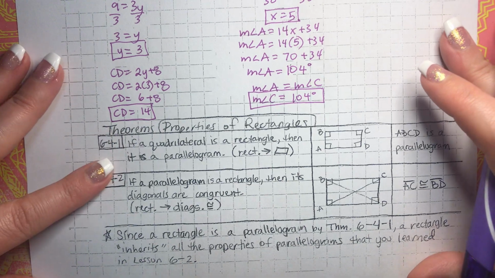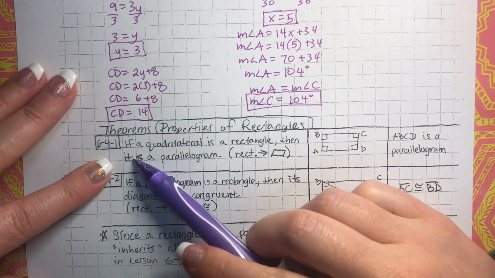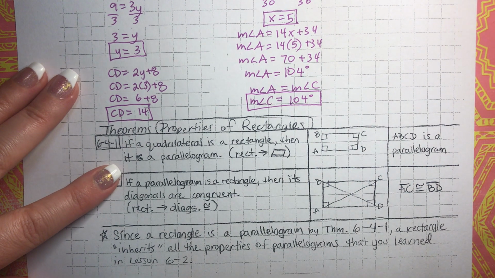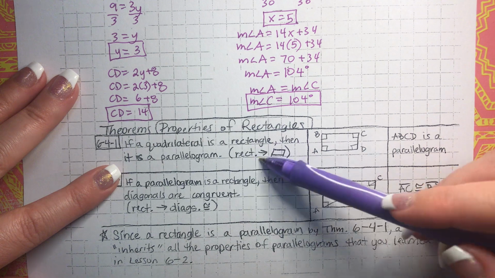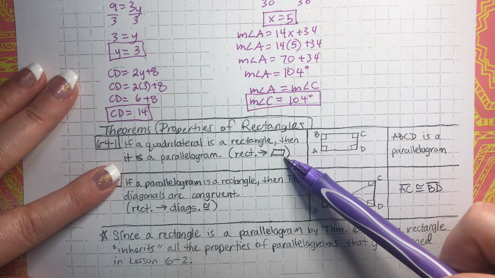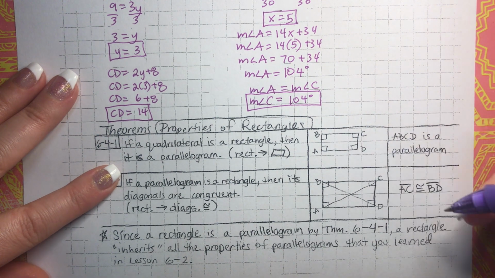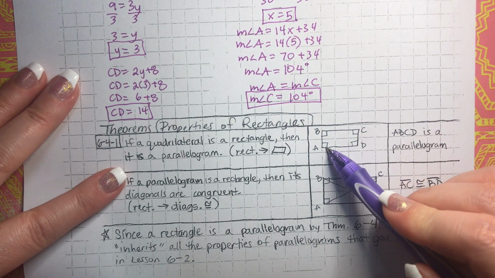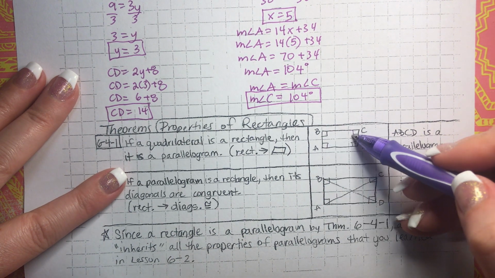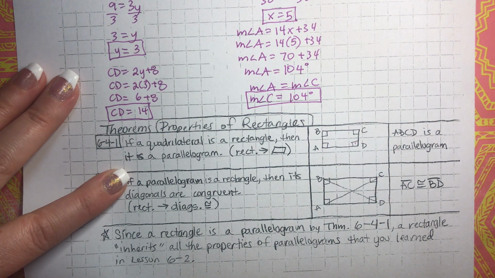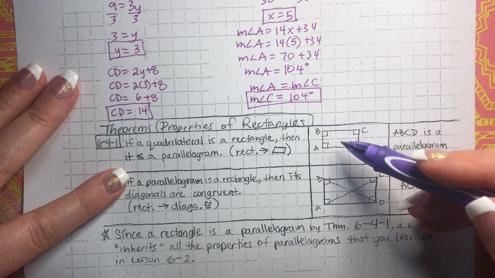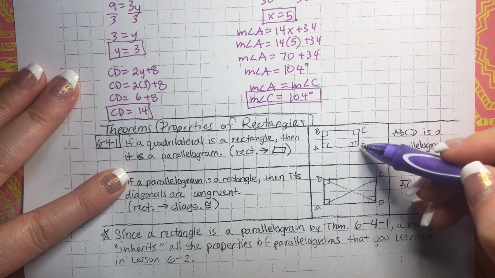So, theorems, properties of rectangles, right? If a quadrilateral is a rectangle, then it is a parallelogram. That's the first one. Okay, and what do we know about a rectangle? We know that a rectangle has 90 degrees at each angle. That's basically the difference. It's a parallelogram with 90-degree angles.